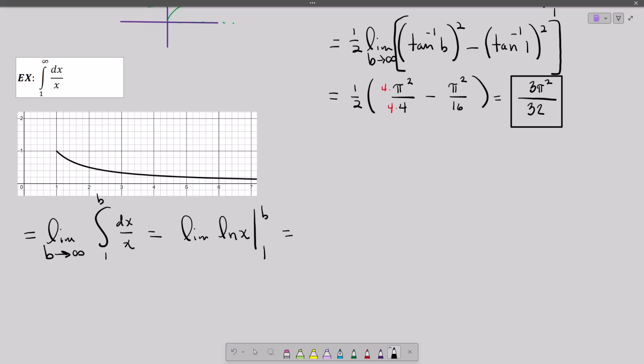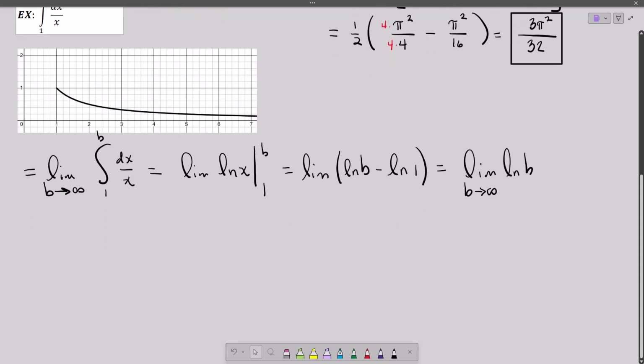And when you look at the graph of that, it looks like that graph is definitely not approaching the x-axis with a lot of speed. With those other ones, the x-axis and the curve kind of became one, right? They sort of were indistinguishable. So we're kind of suspecting that things will be different here. Natural log of b minus natural log of 1. What's natural log of 1? 0. So we end up with limit of natural log of b as b goes to infinity.